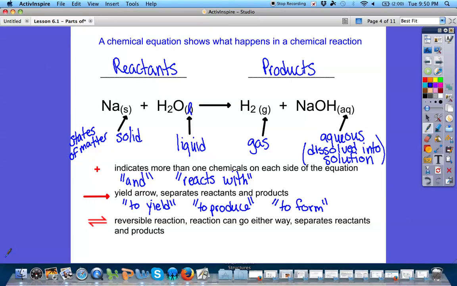And then these half arrows that are drawn horizontally, kind of like our orbital diagram half arrows, but these are horizontal, not vertical. This is indicating that we have a reversible reaction. And I don't think that this got printed in your packet, so go ahead and draw that in. The reversible reaction means that the reaction can go either way, and it separates the reactants and the products. We will talk more about that when we get to our chemical equilibrium.